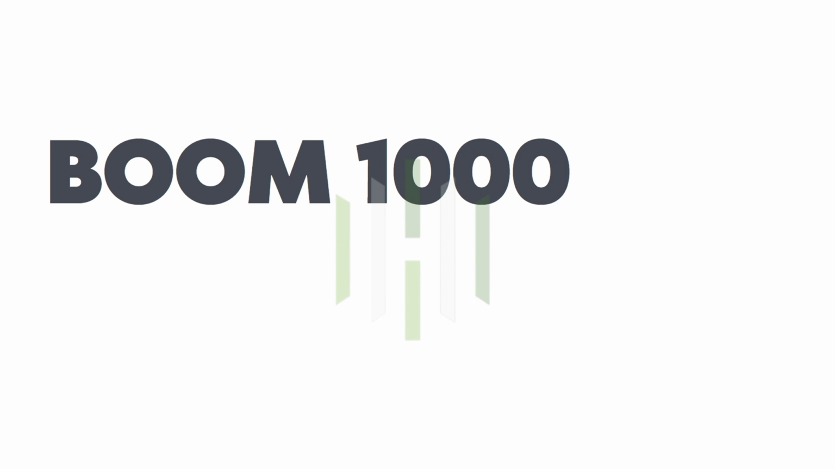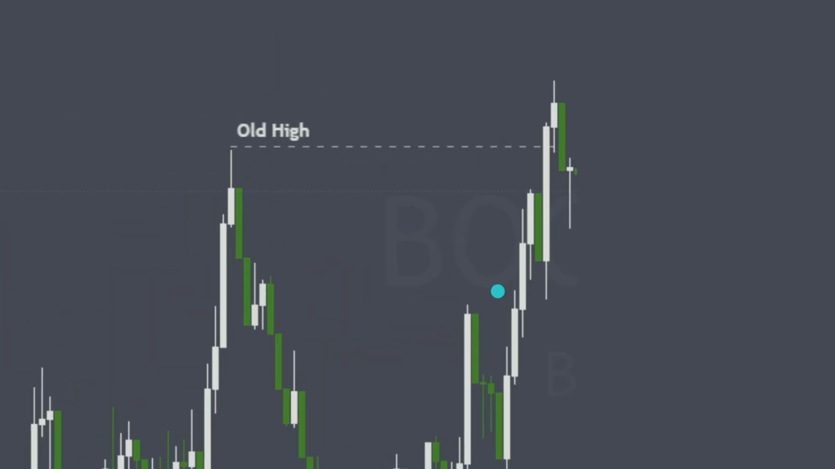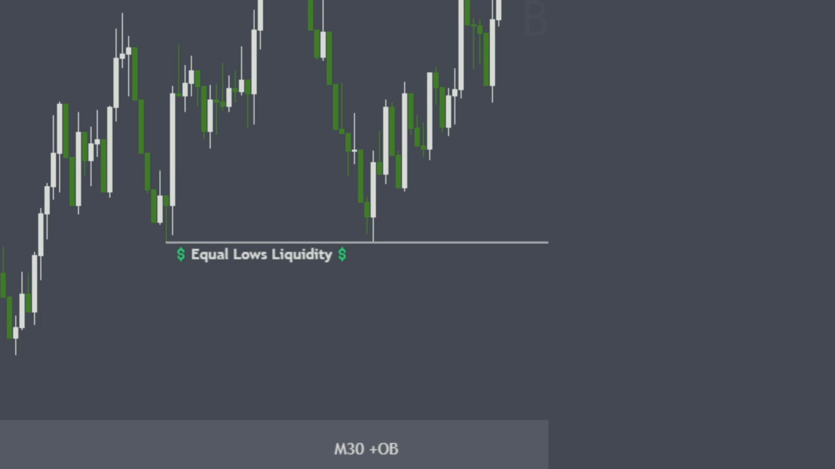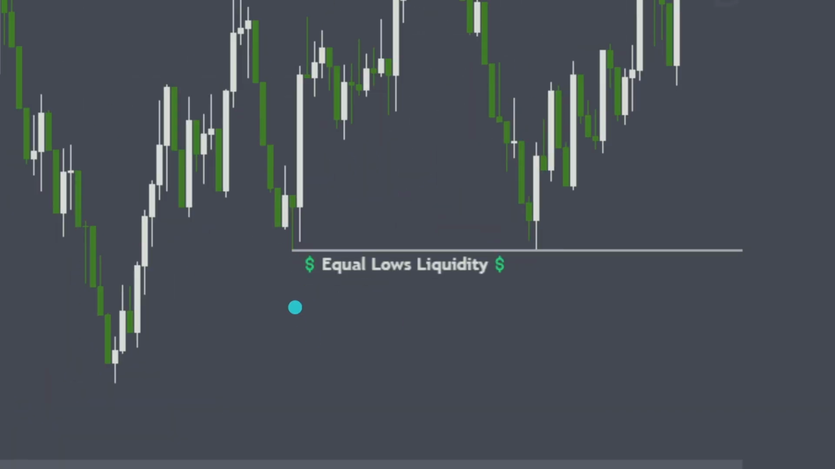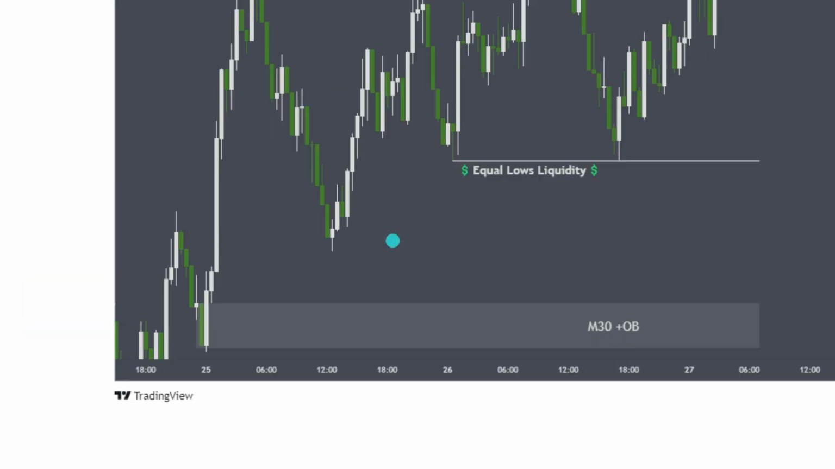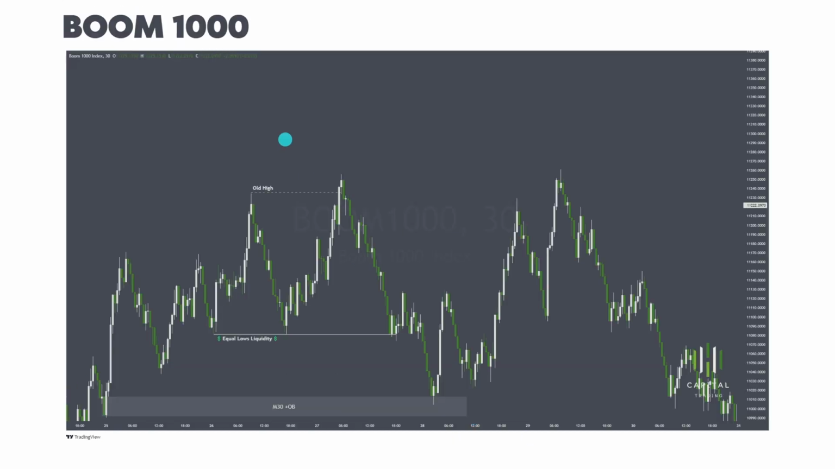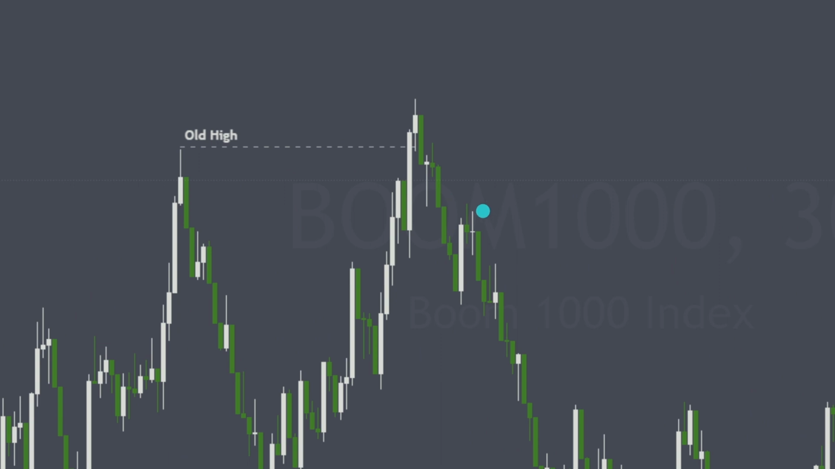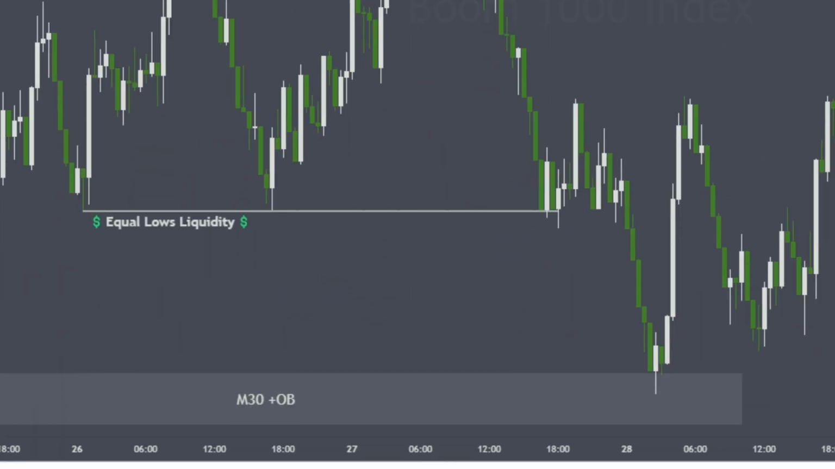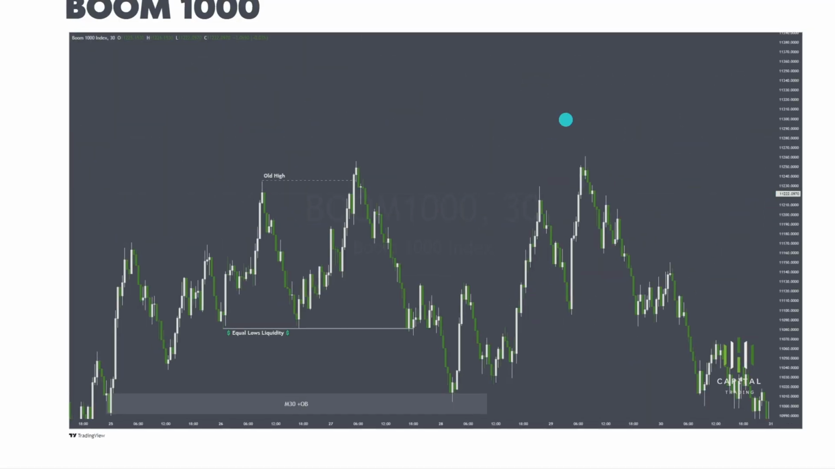Now we jump into Boom 1000. So for Boom 1000, we had this old high, price reached into this old high, and then we want to see if they're gonna drop to the downside to reach for this 1, 2 relatively equal lows liquidity, right? And then find support on this 30 minutes bullish order block. Yep, that's what happened. We had this old high being broken, then dropping price to the downside, reaching to this equal lows liquidity, and then finding support here and spike into the upside. That's what happened. Let's jump into the second example.